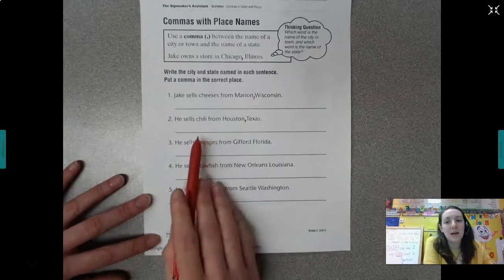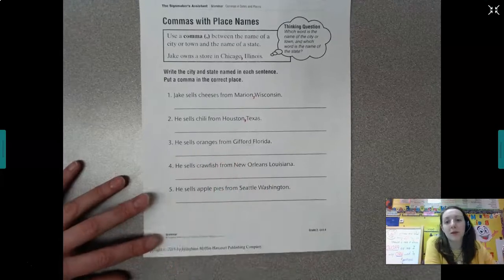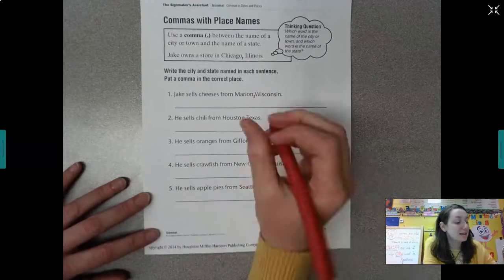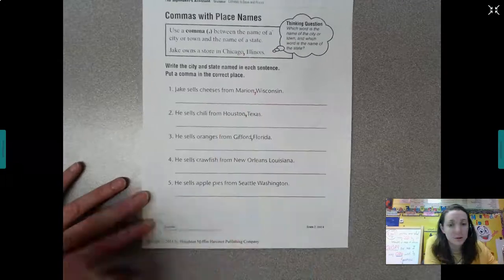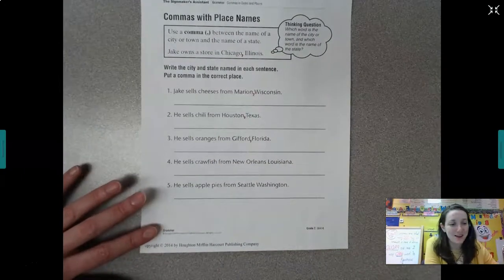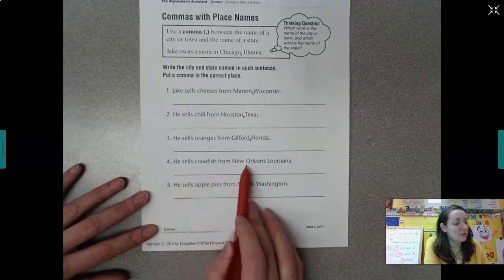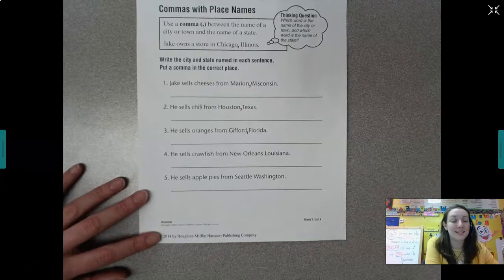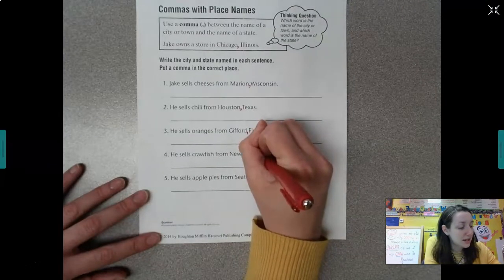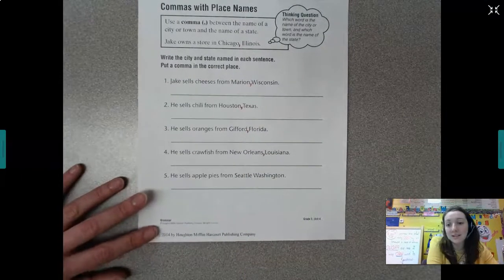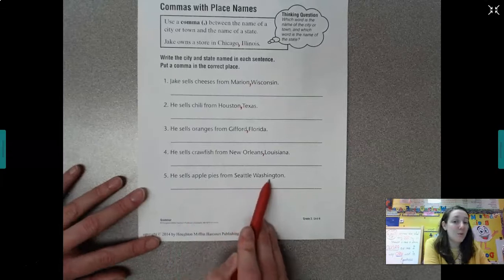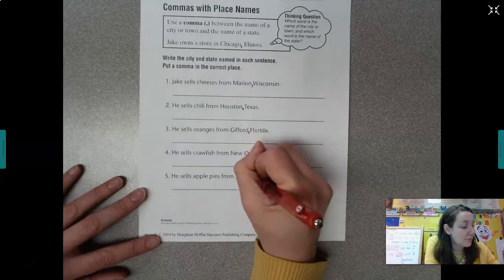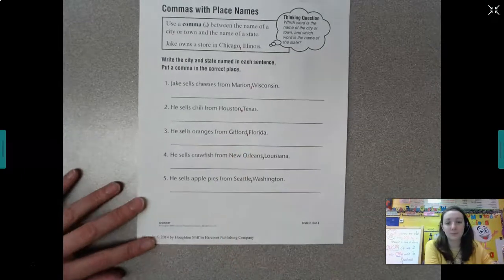Okay? He sells oranges from Gifford, Florida. Well, I've never heard of Gifford, but I do know that Florida is a state, so Gifford must be the city. So the comma's going to go in between Gifford and Florida. Hope you're noticing a pattern again. He sells crawfish from New Orleans, Louisiana. All right, well, I know New Orleans is a city, and I know Louisiana is the state, so I'm putting the comma between the city and the state right there. All right, last example. He sells apple pies from Seattle, Washington. Seattle is the city, Washington is the state, and so we're going to put a comma in between those two.